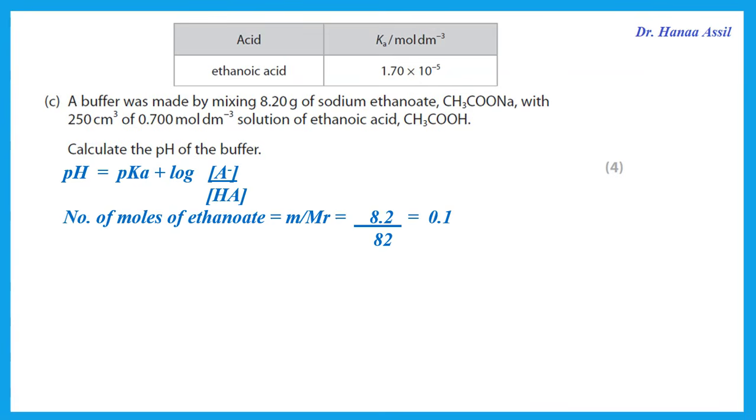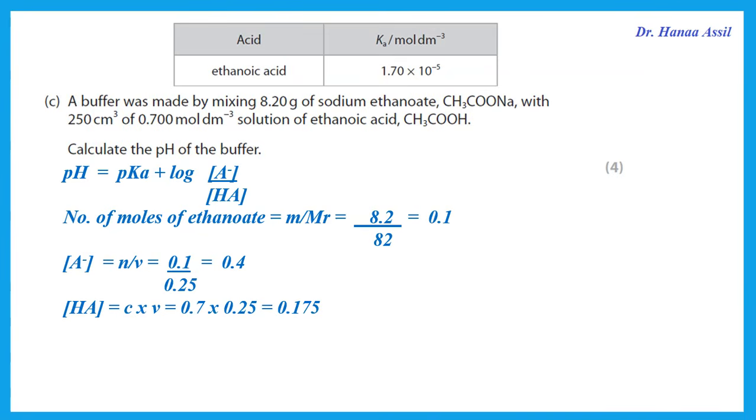So we need the number of moles of the ethanoate because we have only mass. So mass over the molecular mass of sodium ethanoate gives the number of moles of the ethanoate. We need its concentration. Concentration is number of moles over the volume, and the total volume is 250. So that is 0.4 mol per dm³, the concentration of A minus. The concentration of the acid, we have concentration times volume, so that is the concentration of HA.